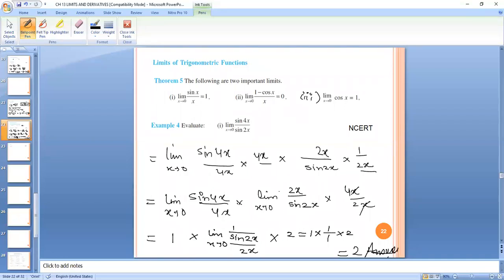This you can rearrange further: 1 upon sin 2x upon 2x, you can take the 2x in the denominator. So by applying the formula, this term will also return you 1. 4 upon 2 returns 2, so the final answer for this question is 2. This will be the final answer. Right? Next.